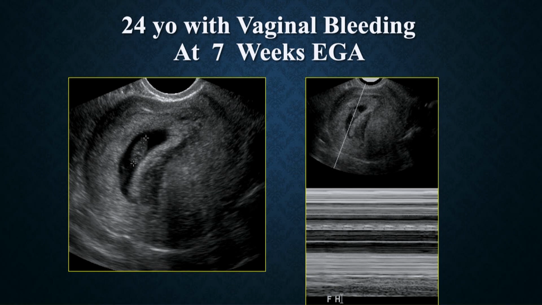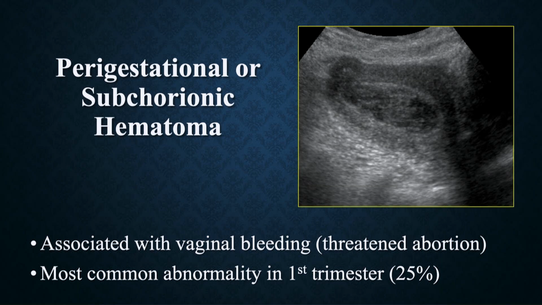So what we have here is this collection, which is obviously going to represent a subchorionic hematoma in a patient with threatened abortion. So patients who present with first trimester vaginal bleeding, by definition, have a threatened abortion, and it is the most common abnormality that we see. This is the most common reason that patients present with vaginal bleeding in the first trimester. And we say it occurs in at least a quarter of patients.